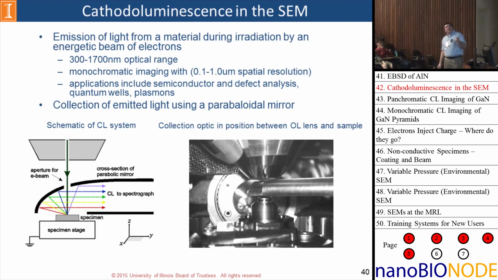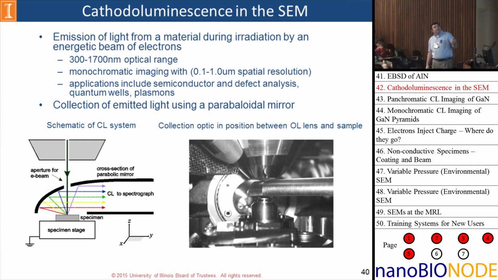Now the next one, cathodoluminescence, in the SEM. What you're having here is that the electron, when it interacts with your sample, is going to give off some light. We collect that light with a parabolic mirror, and it tends to look like this. So here's your objective lens. It's going to go right through this little slit on the mirror, hit your sample. All the light's going to reflect off of that mirror, and it's going to go to your spectrograph.